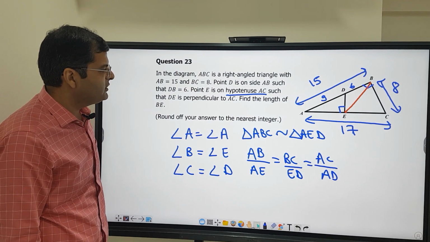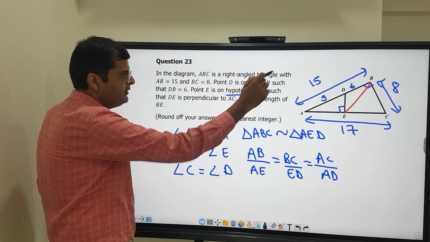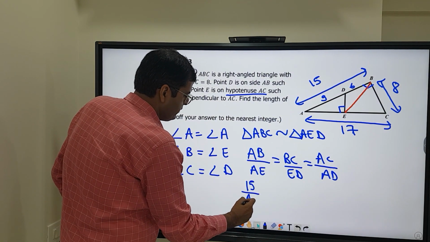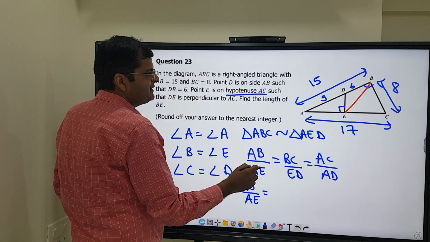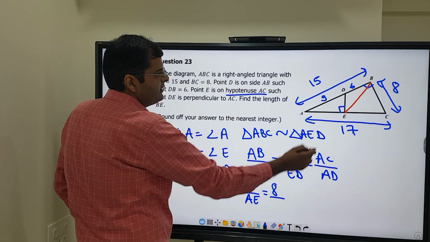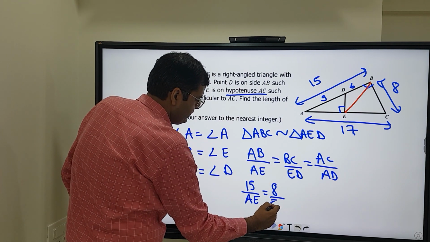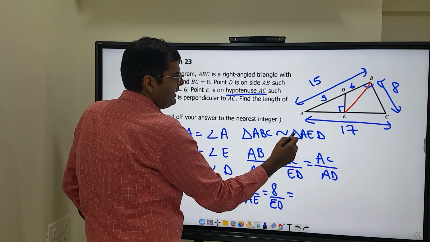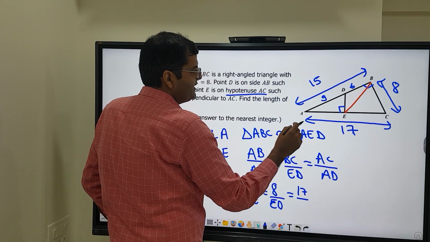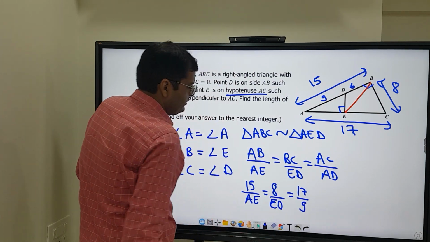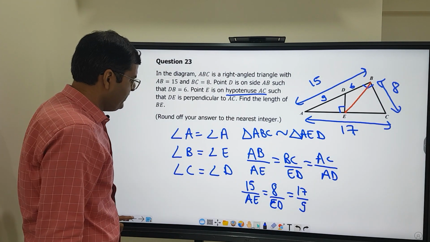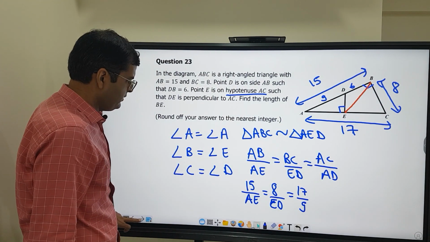Now we'll plug in the values that we know. AB we know is 15, so AB is 15 upon AE. AE we don't know right now. It is equal to BC. BC we know is 8, divided by ED. ED we don't know right now. It is equal to AC upon AD. AC we know is 17 and AD we know is 9. So this is what I get: 15 upon AE is equal to 8 upon ED is equal to 17 by 9. So from here we can find AE and ED.